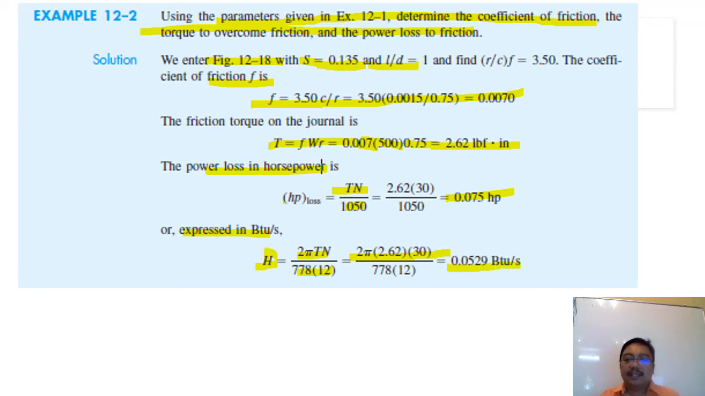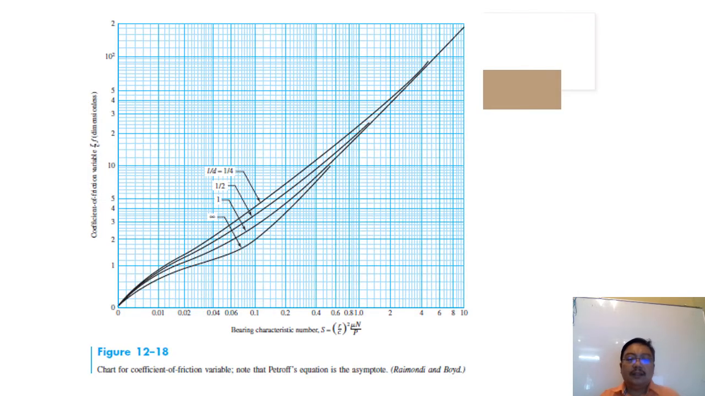Let's see figure 12.15. Remember the x-axis is the Sommerfeld number. Again, I will emphasize you must remember the equation for the Sommerfeld number, which is (r over c) squared times mu N over P. If you make a mistake, everything will be wrong, from the beginning until the last question. Don't make a mistake on the Sommerfeld number. Again, then extrapolate the graph.